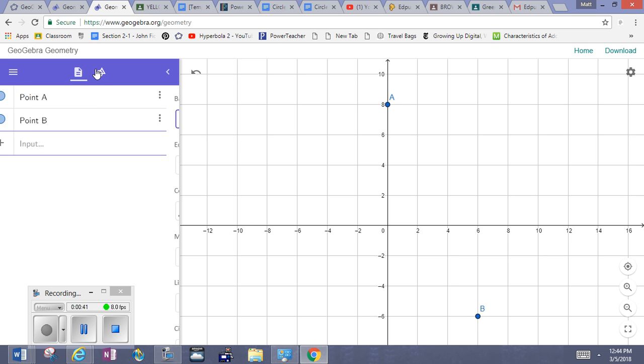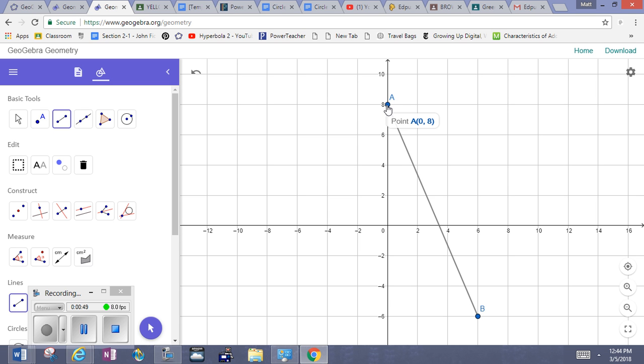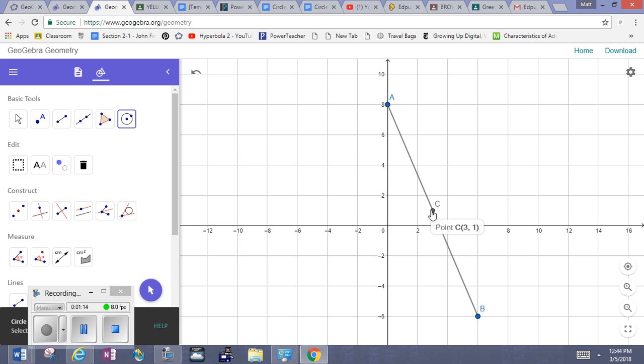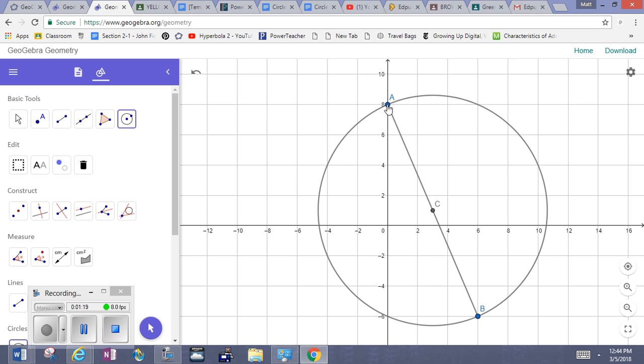Which means I need to look at a few things. So that means the diameter goes through those points, okay? And what good is the diameter unless I can draw the circle? So what I need is the midpoint of the diameter. So I use my midpoint tool, and there it tells me that the midpoint is at (3, 1). And now that I have the midpoint, I can construct a circle, drawing it with that as my center, reaching out to either one of these points, okay?